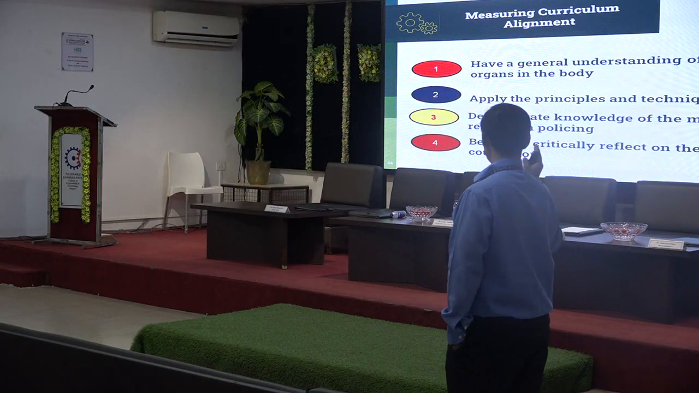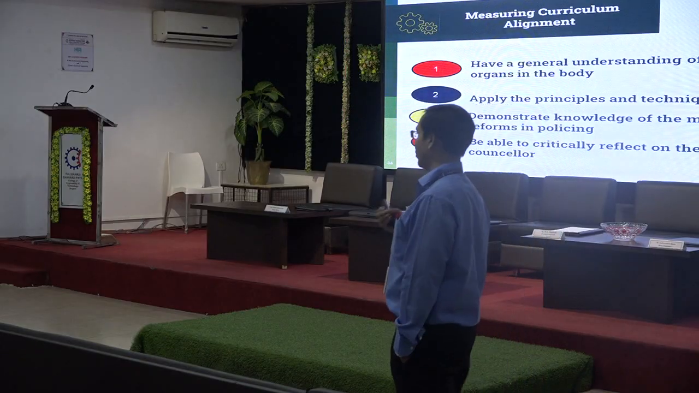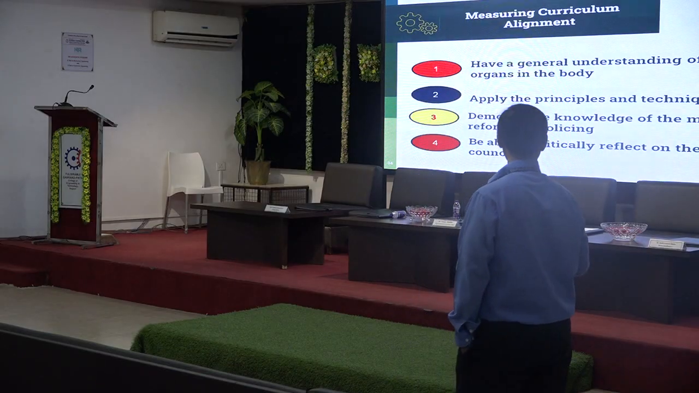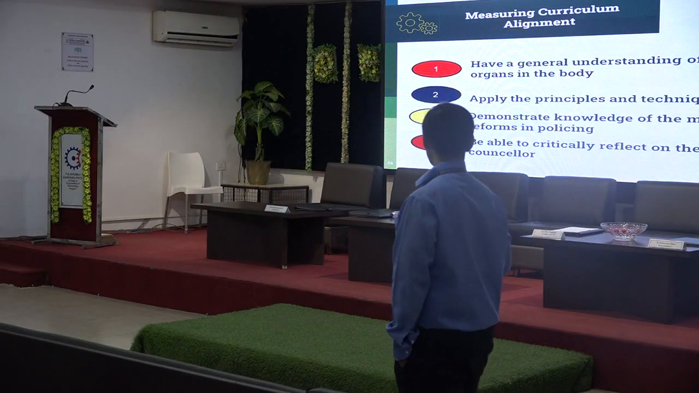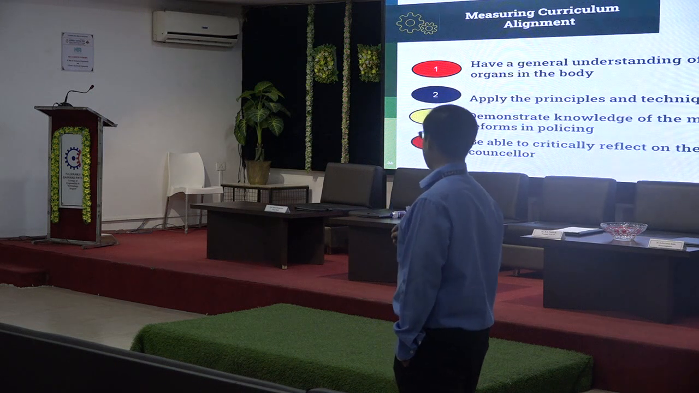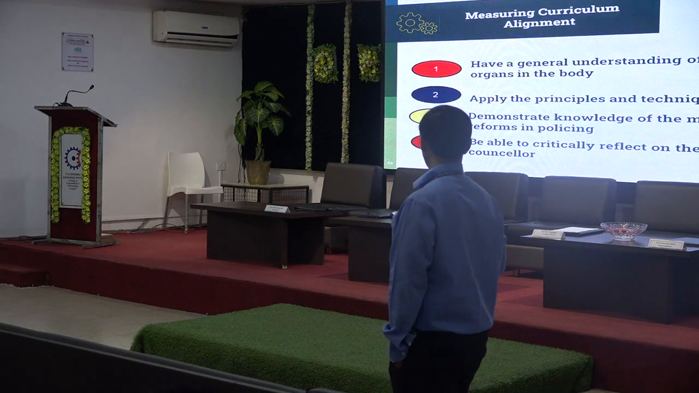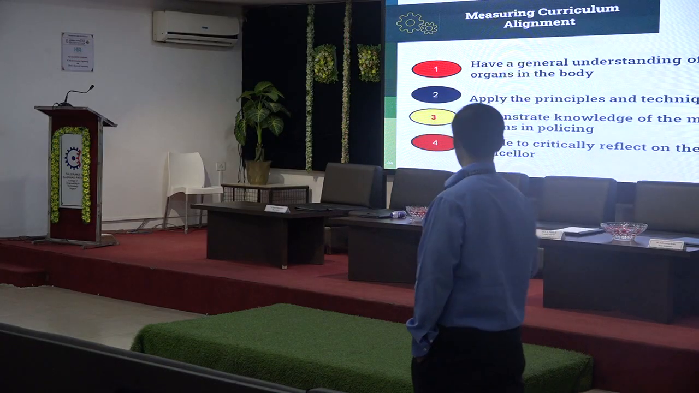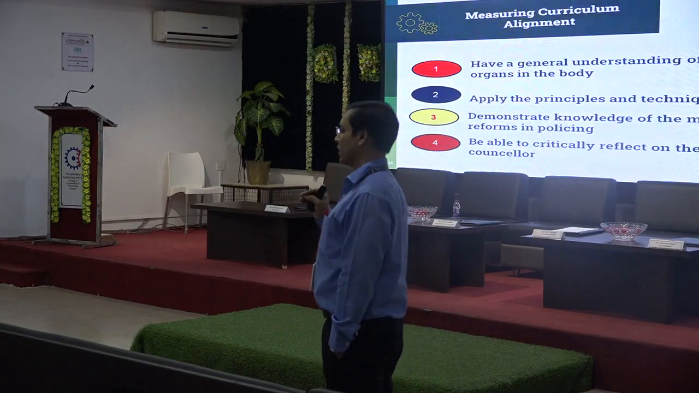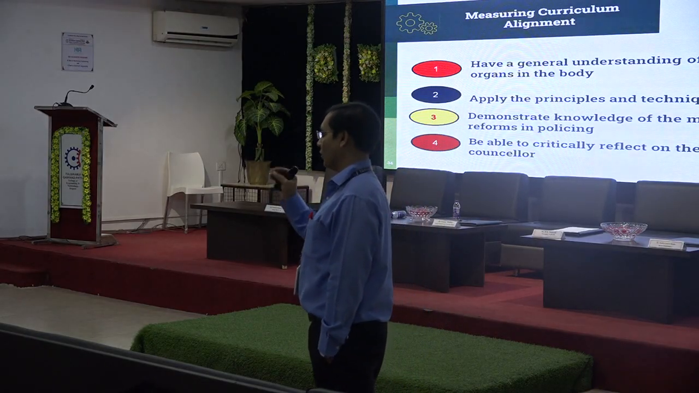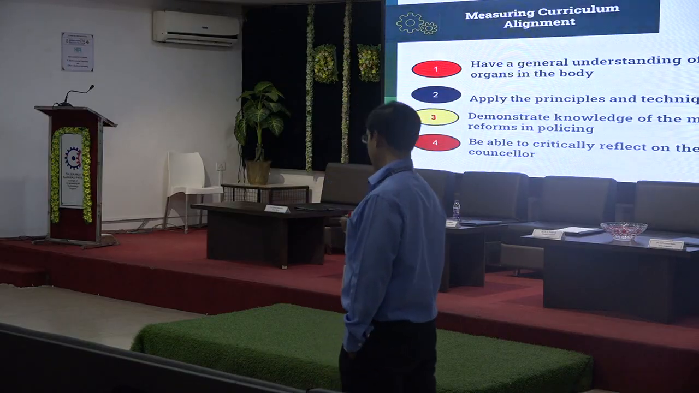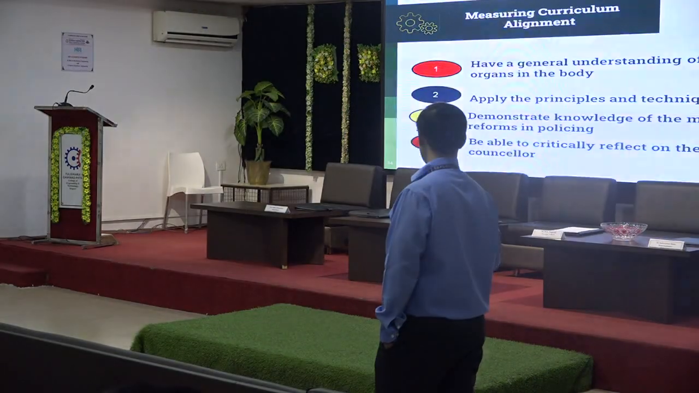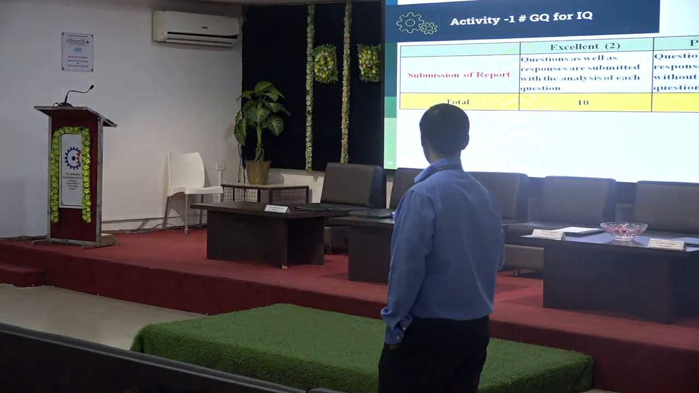So one is have a general understanding of the structure and functions of organs in the body. Two is apply the principles and techniques of statistics and modeling. Three is demonstrate knowledge of the more significant organizational reforms in policing. Four is be able to critically reflect on their own process as a postural counsel. So these 4 outcomes they have defined, and these 4 outcomes are placed in the taxonomy table in this way, as I explained in the last slide. Now what we have to do is take our assessments from it.